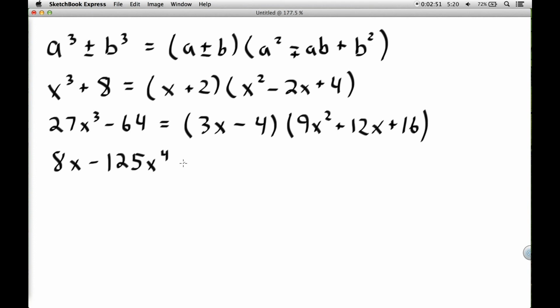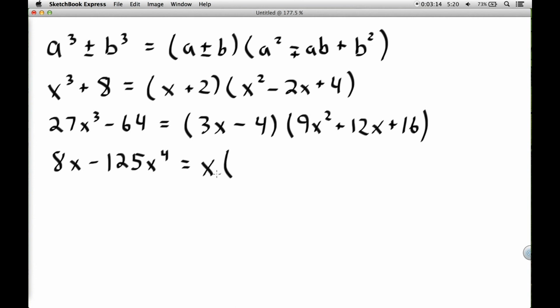All right, now for something like this, you look at it and say, okay, we got to take the cube root of both of these terms. Now, how do we take the cube root of 8x? Well, there actually is a way. It involves fractional exponents, which we haven't gotten into yet. So instead of worrying about that, just do the easy thing and notice that you have an x in both of them and factor that out first.